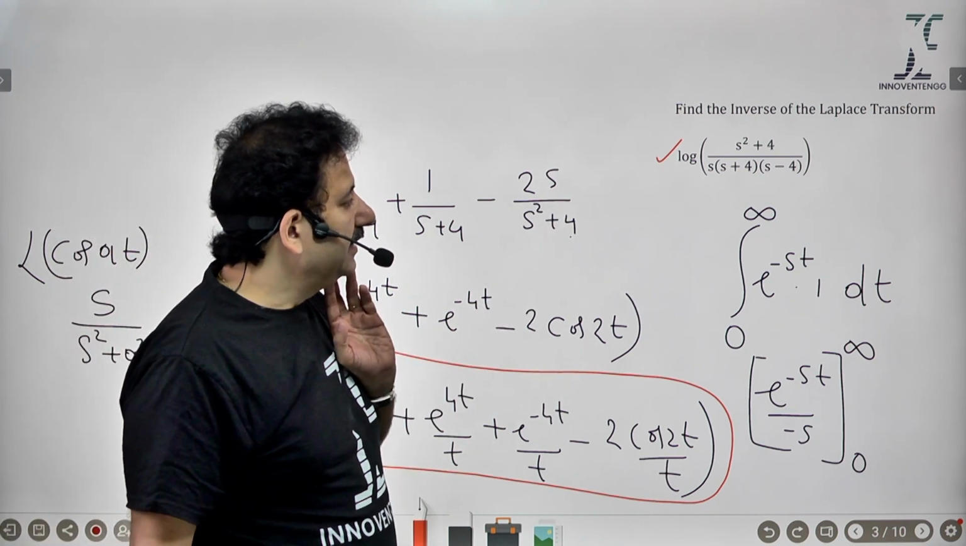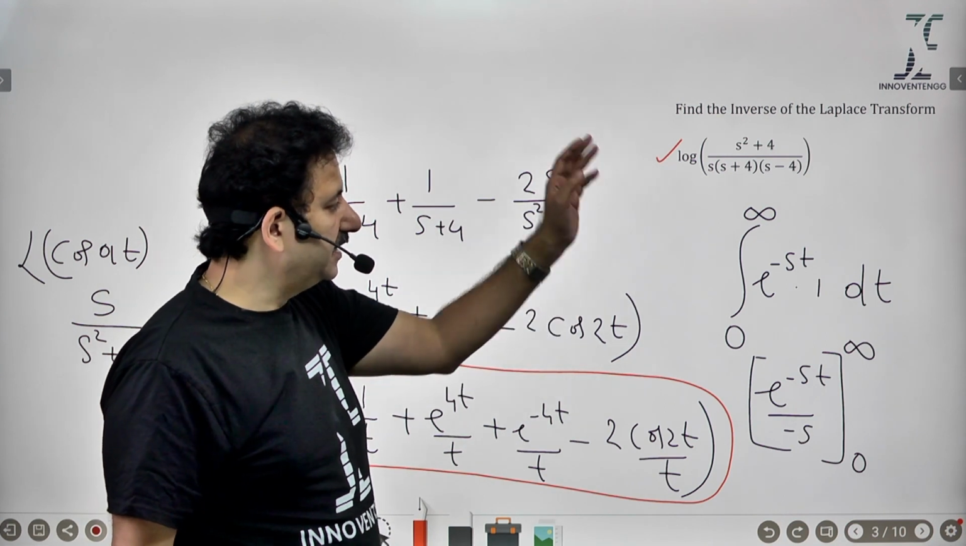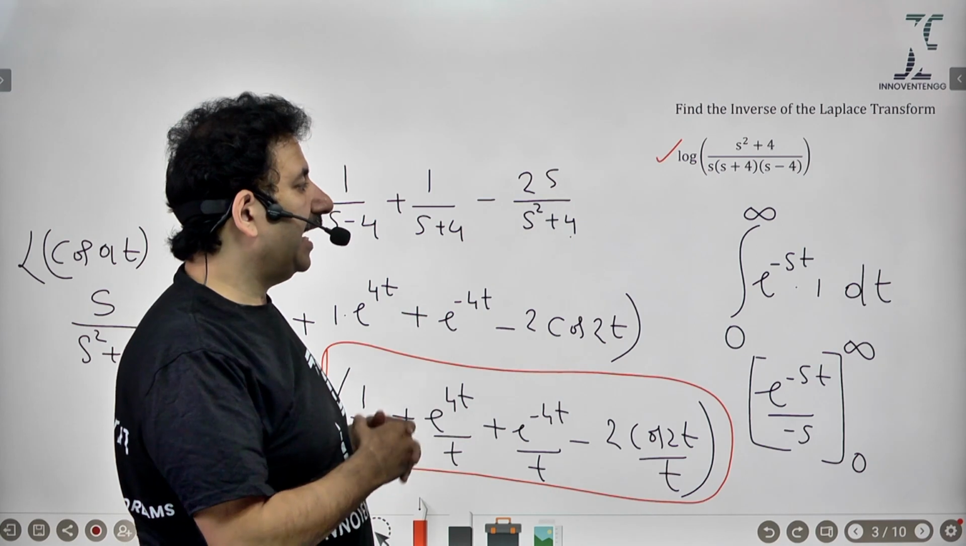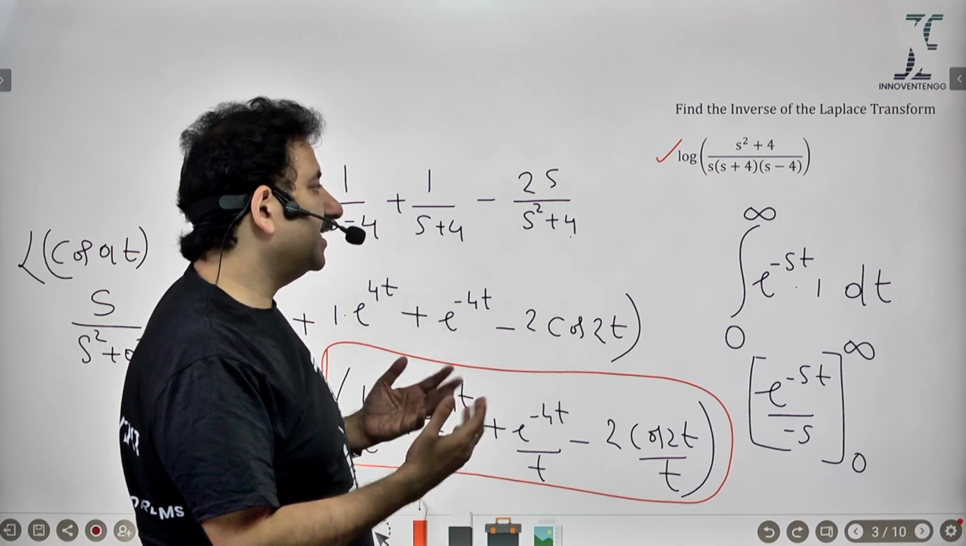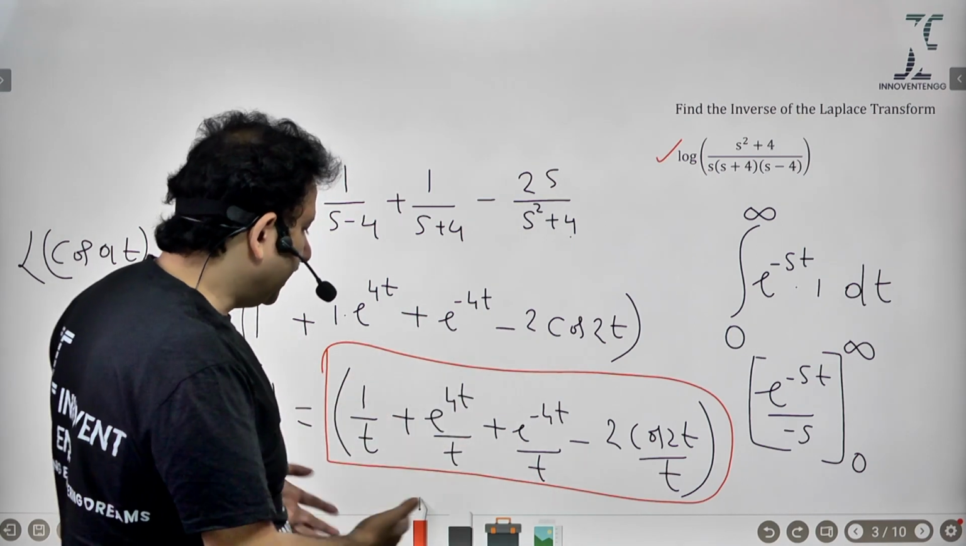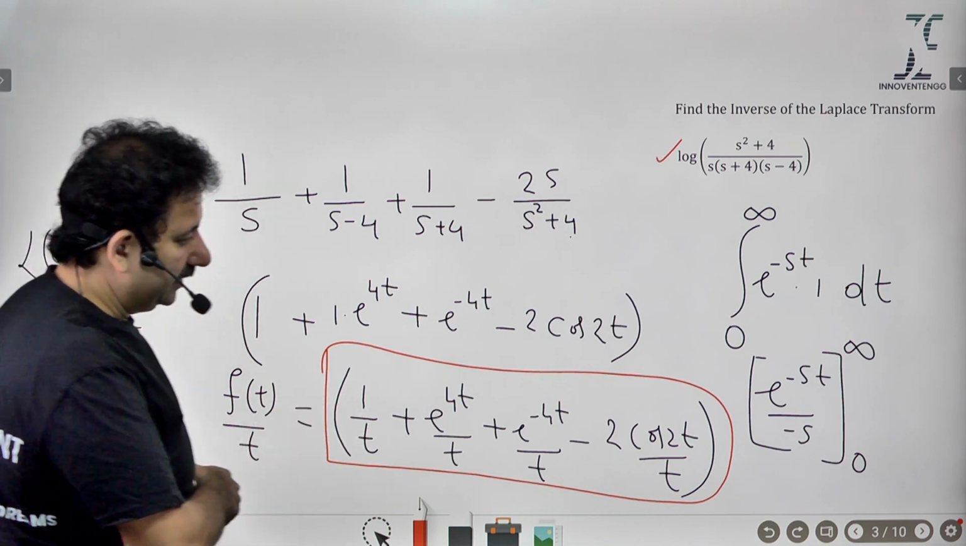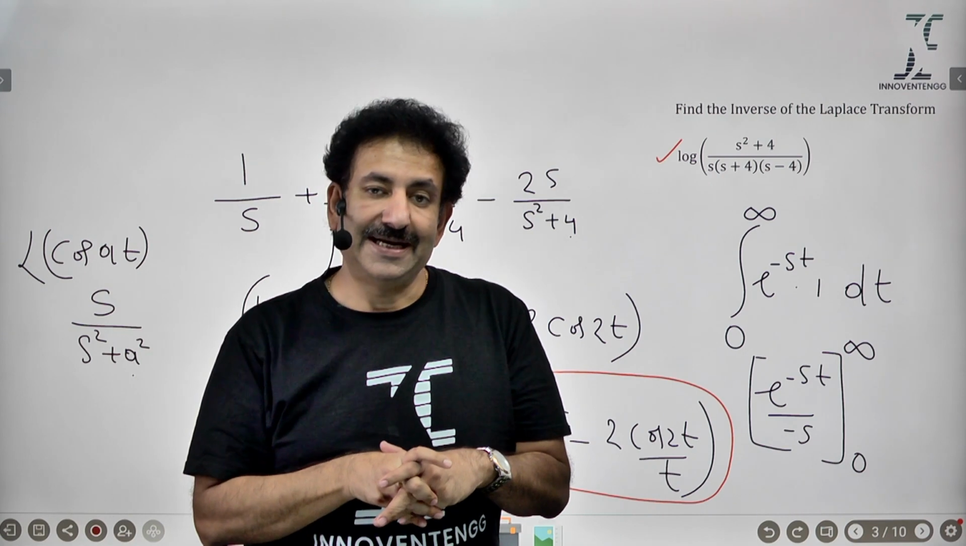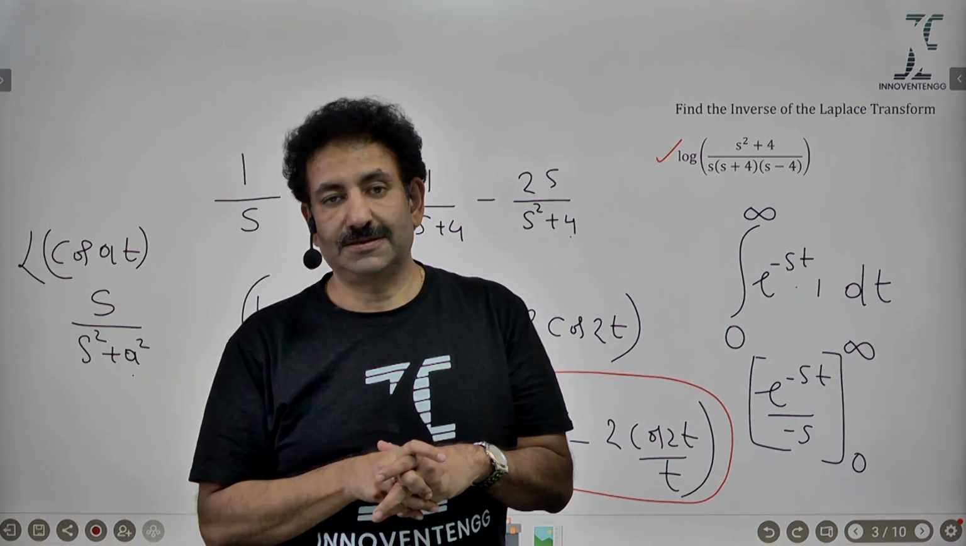Whenever you get a trigonometric function, log function, differentiate it, take the negative of the derivative that you get, and then find the inverse Laplace transform, and then divide the entire expression by t. And that is what exactly you are expected to do. So let's move on and look at the next discussion.